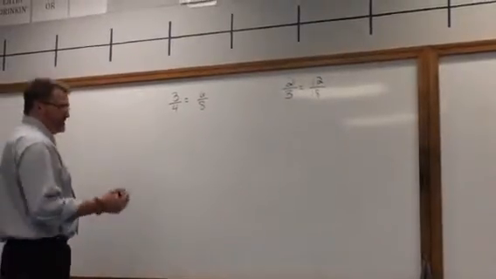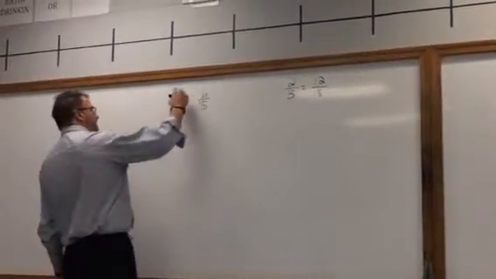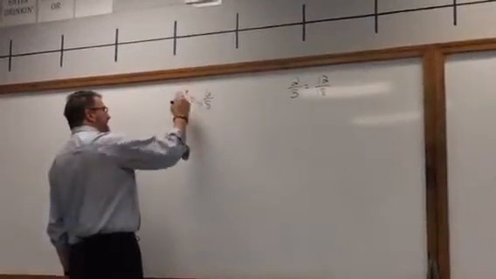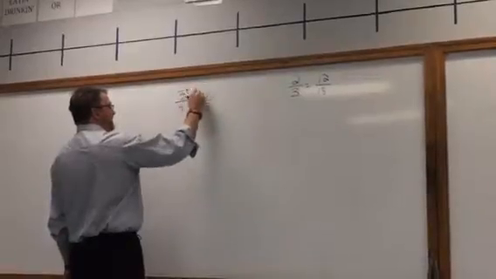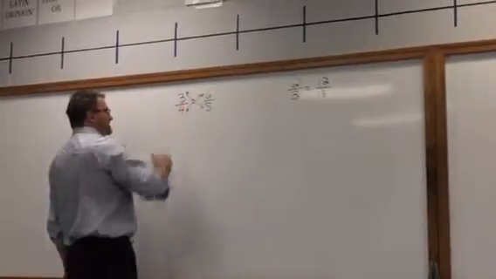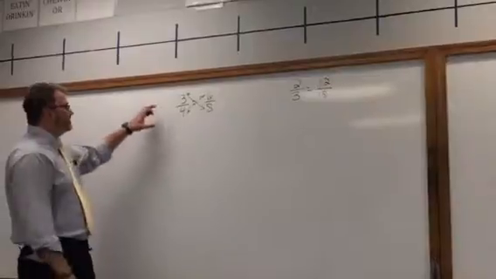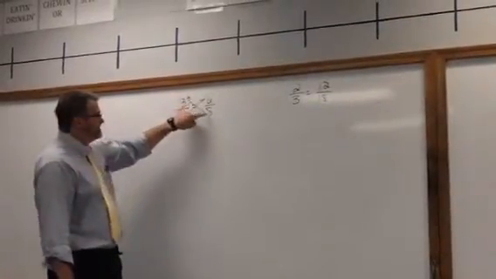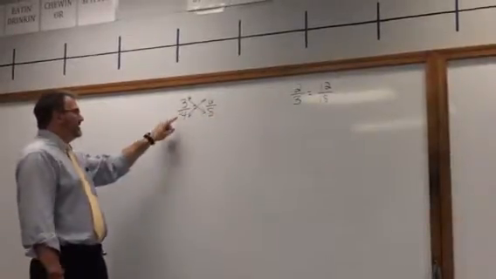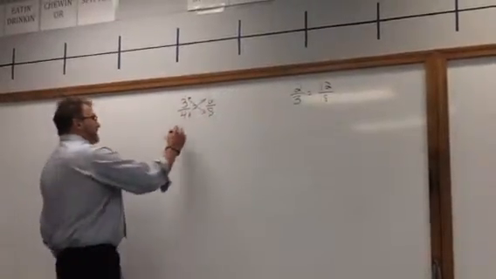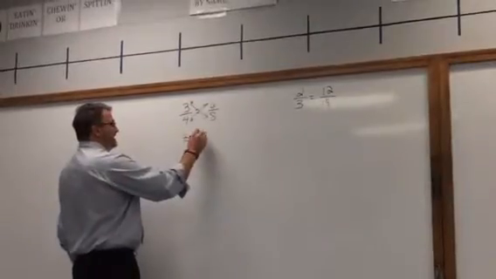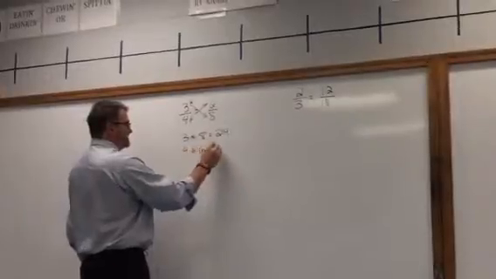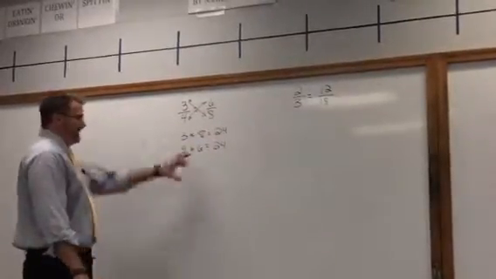What we're going to do now is something called the cross product. The cross product is what happens when you multiply diagonally across the equal sign, okay? Remember, I use the star symbol as my multiplication symbol. So I'm going to multiply the numerator of one fraction by the denominator of the other. Same thing this way. And 3 times 8 is 24. 4 times 6 is 24. All right? We'll leave that for a second.